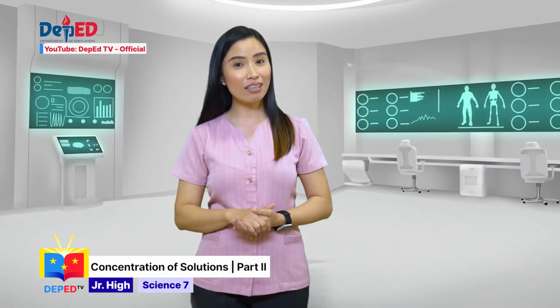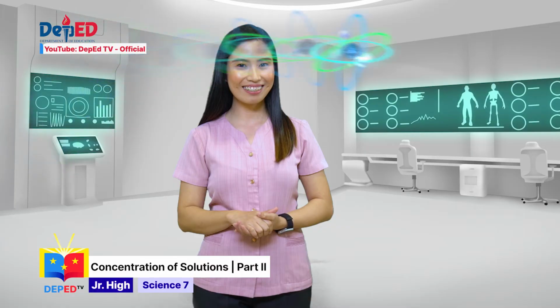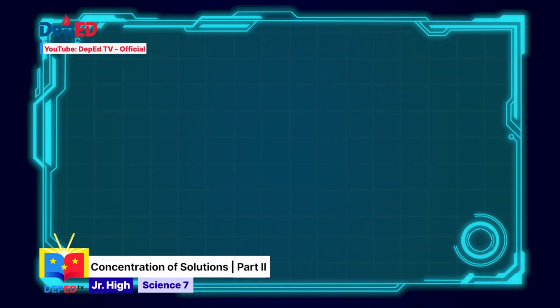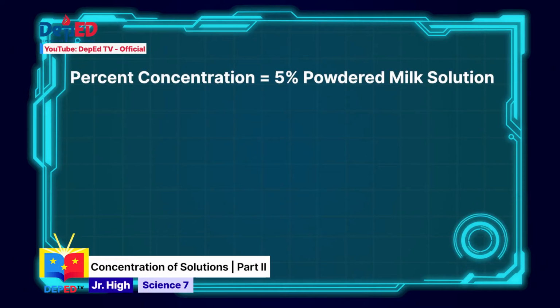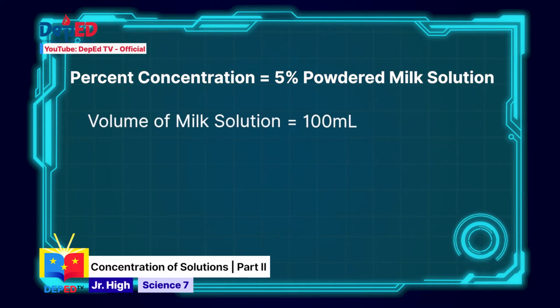Let us first identify the given numbers. For the given numbers, percent concentration is equal to 5% powdered milk solution. Volume of milk solution is 100 milliliters. 1 milliliter is equal to 1 gram.